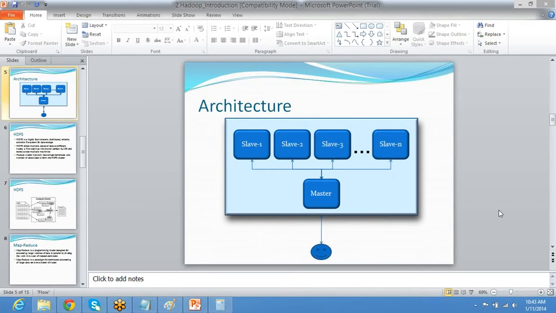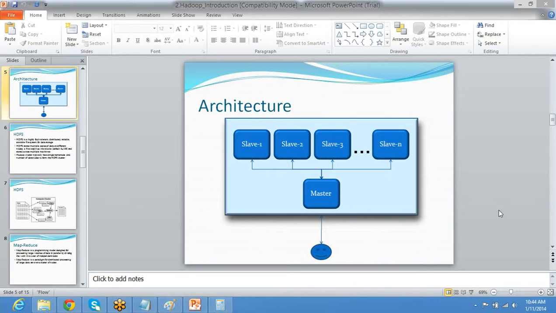Actually Hadoop has two parts. One is HDFS and another is MapReduce. HDFS is the storage layer. In HDFS you store the data. The full form of HDFS is Hadoop Distributed File System. It's like a file system only.